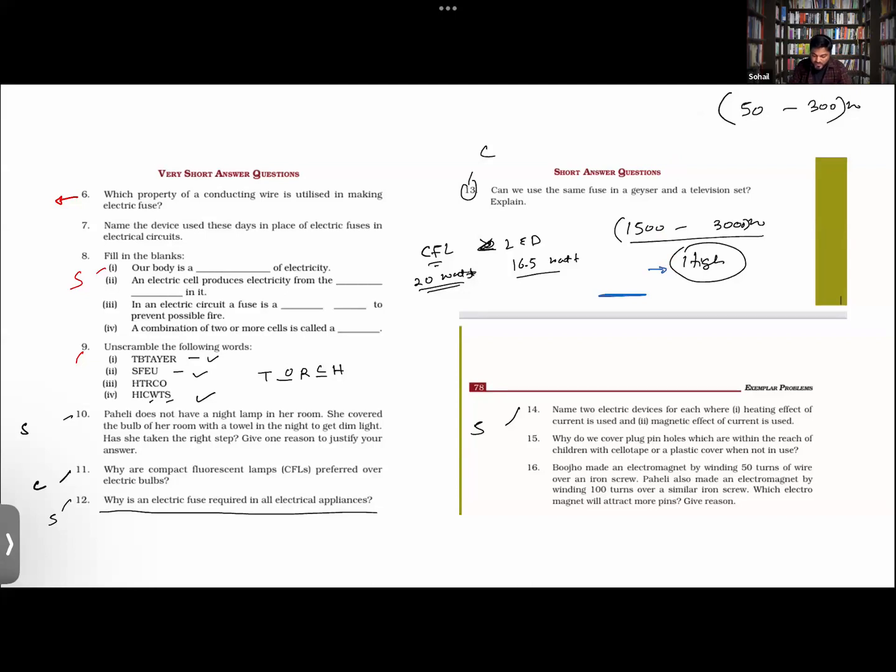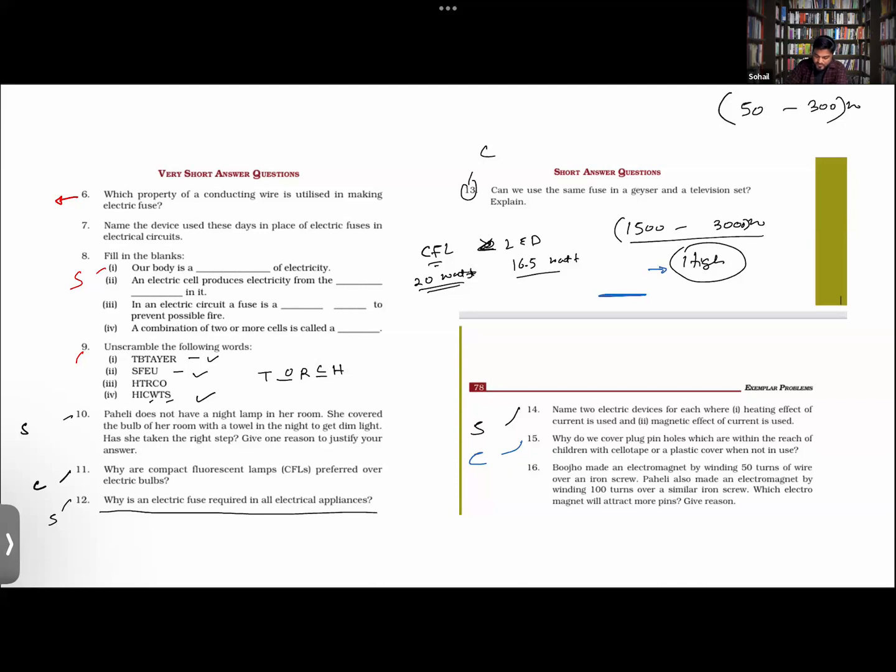Moving on to question number 14. Yes, Sundus. And question number 15, Chakrika. For the first one it is a geyser, and for the second it is an electric bell. You have to give two examples for each. Geyser, room heater I guess, and cranes. In several toys also, the magnetic effect of current is used.